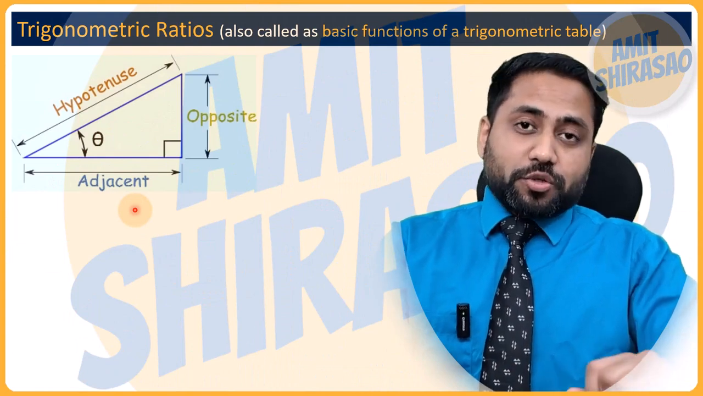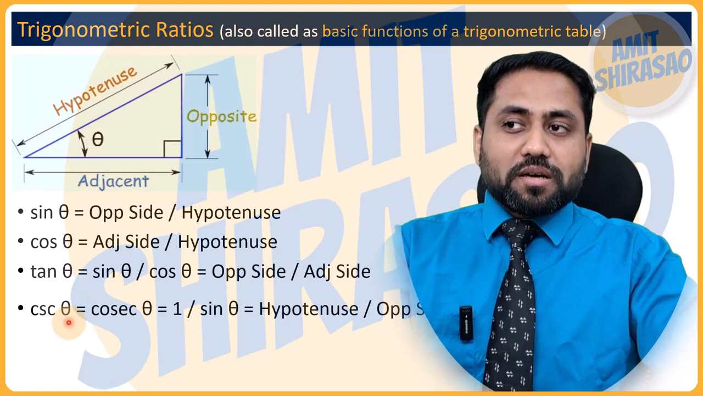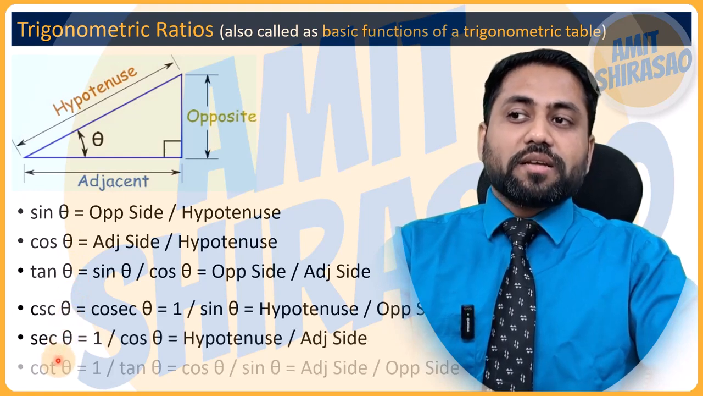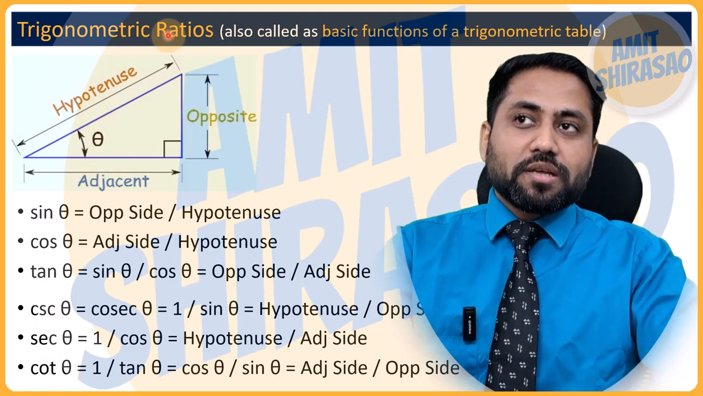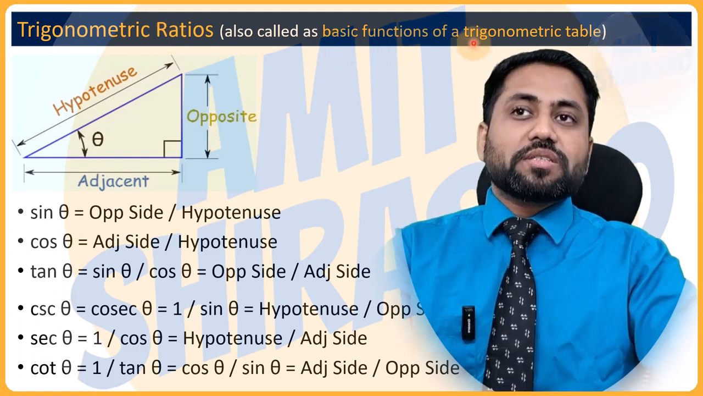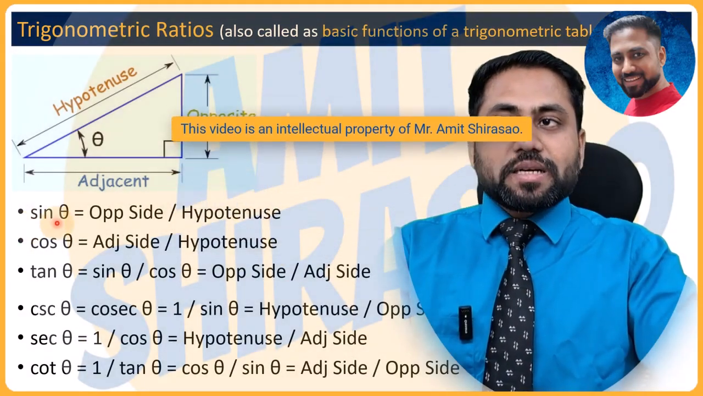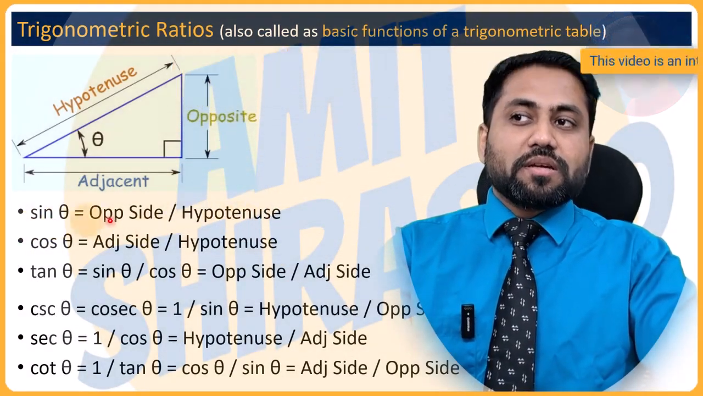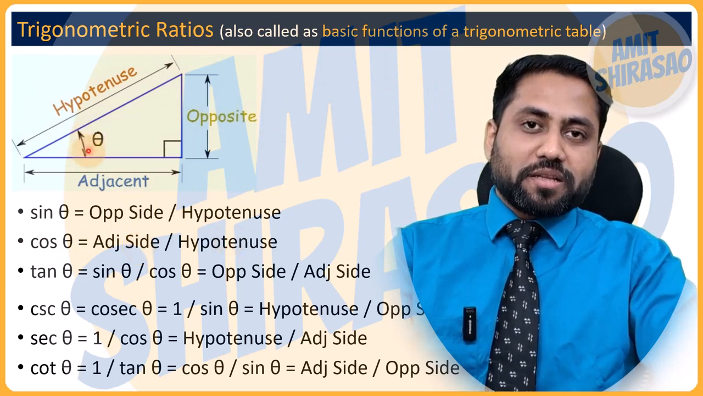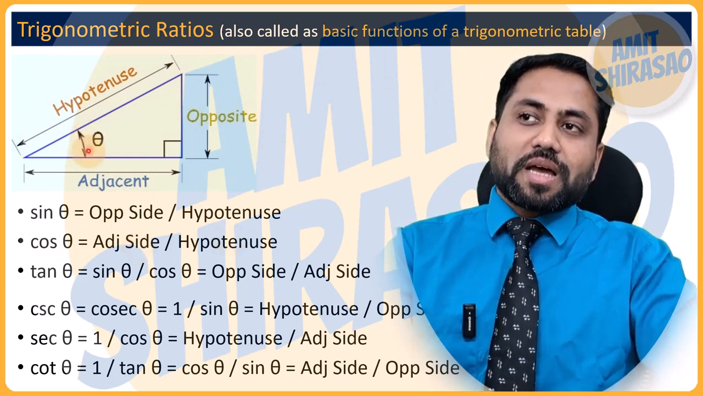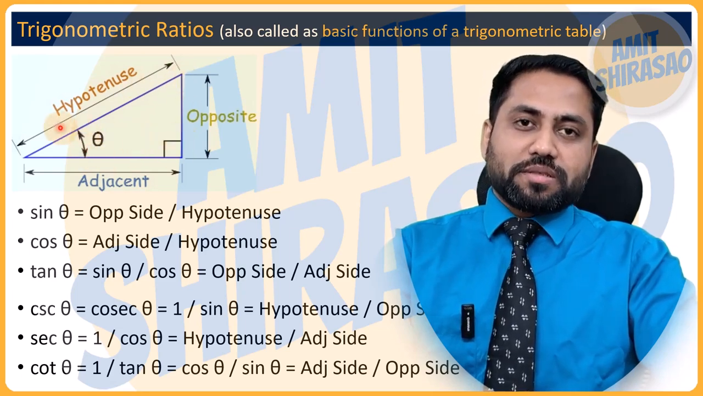What are trigonometric ratios? Sine, cos, tan, cosec, sec, and cot. These 6 are trigonometric ratios. They are also called the basic functions of a trigonometric table. Okay. So sine theta means opposite side upon hypotenuse. Cos theta means adjacent side upon hypotenuse. So this is the trigonometric angle that we are talking about. So sine of this angle is opposite side upon hypotenuse.